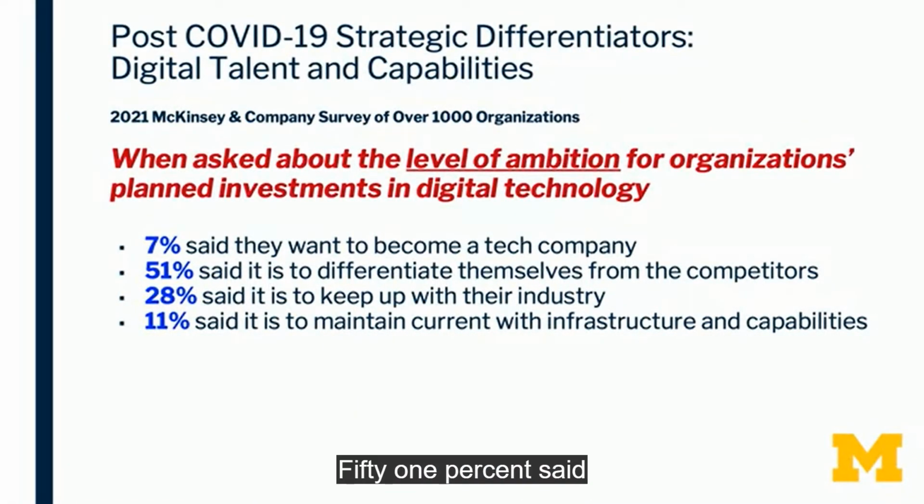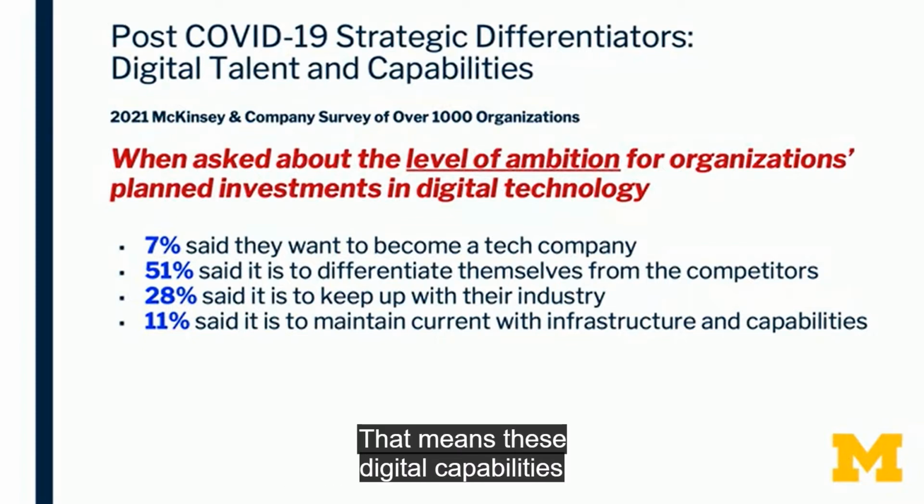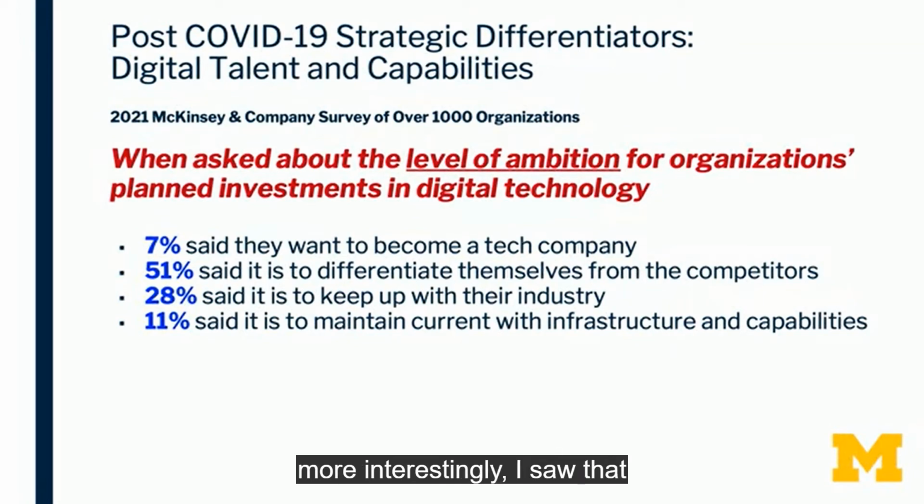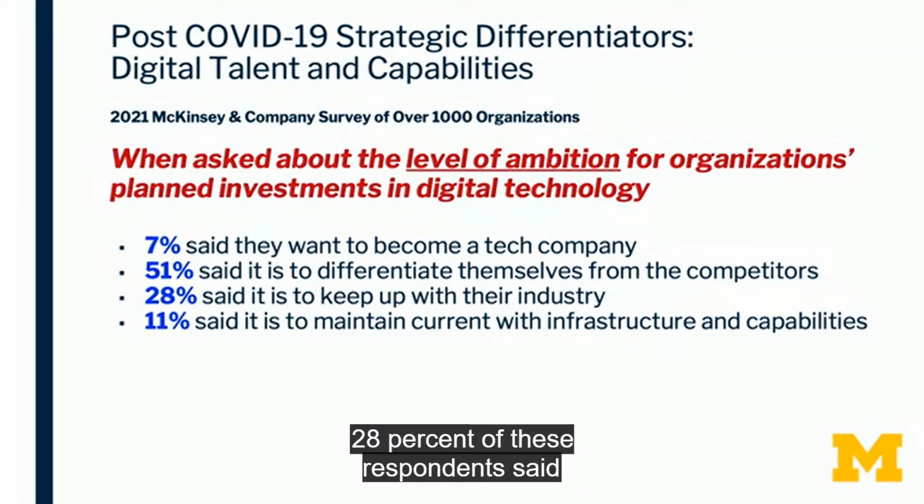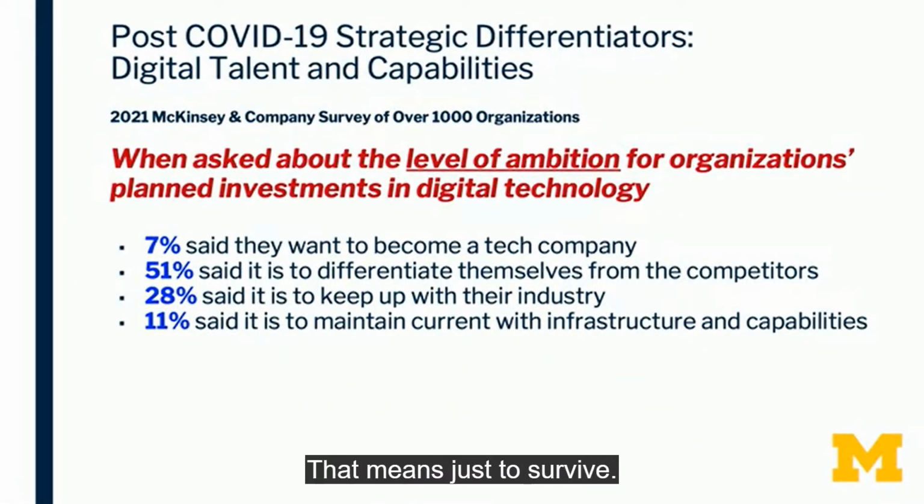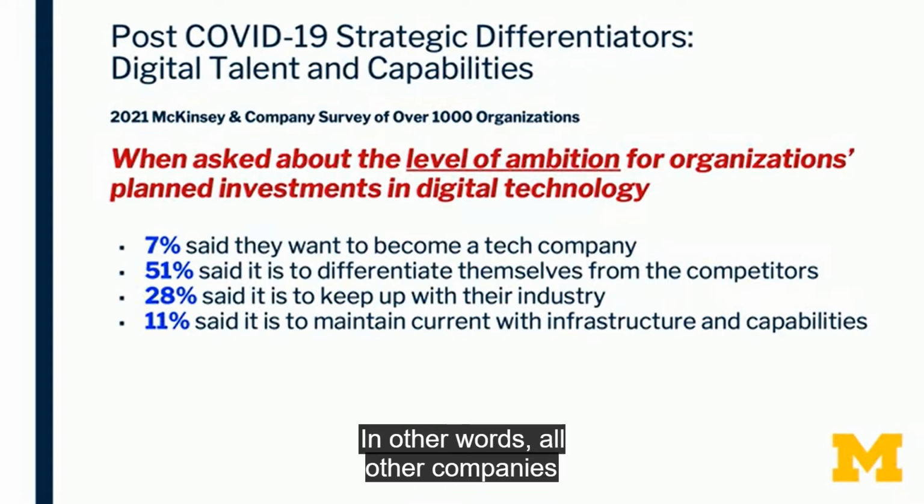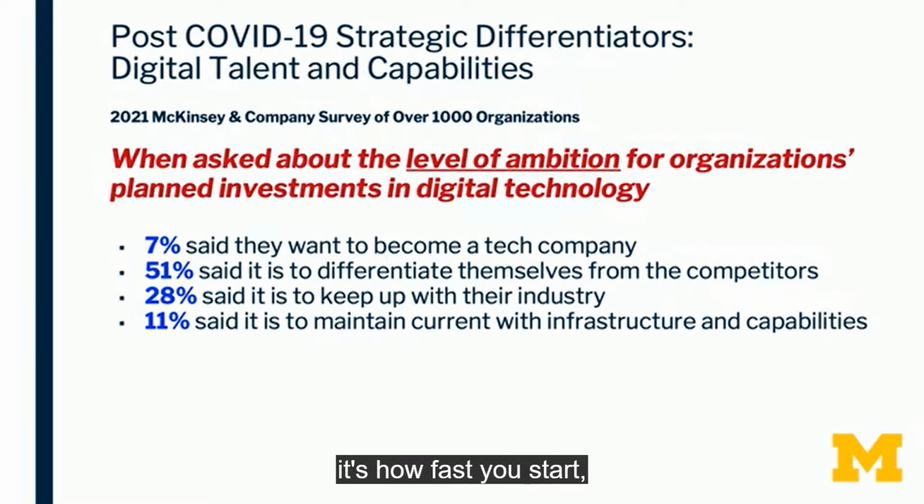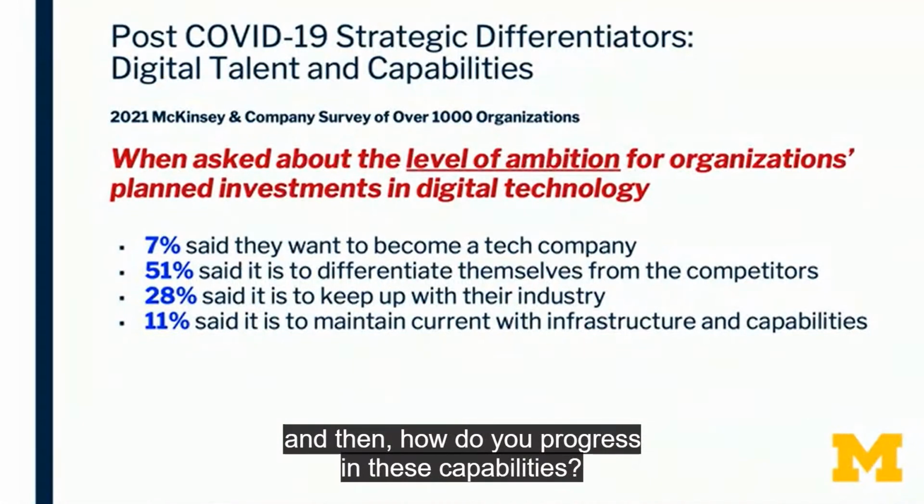51% said that they want to differentiate themselves in the competition. That means these digital capabilities are becoming differentiators in the marketplace for manufacturing firms to compete with their competitors. And of course, more interestingly, I saw that 28% of these respondents said that they are doing this investment just to keep up with the pace. That means, just to survive. In other words, all other companies are moving in the direction faster. It is a race about who's going to get there with all the best capabilities ahead. So in other words, it's not a choice. It's about how fast you start, and then how you progress in these capabilities.